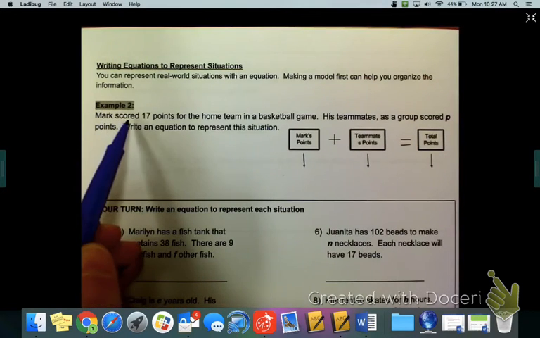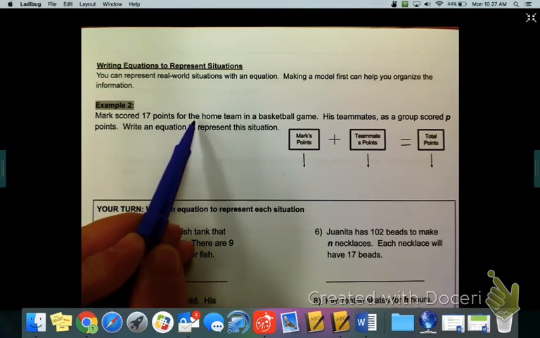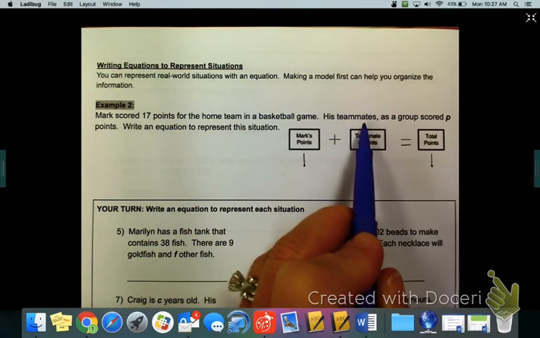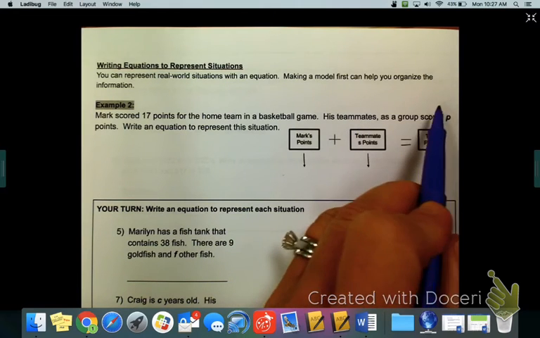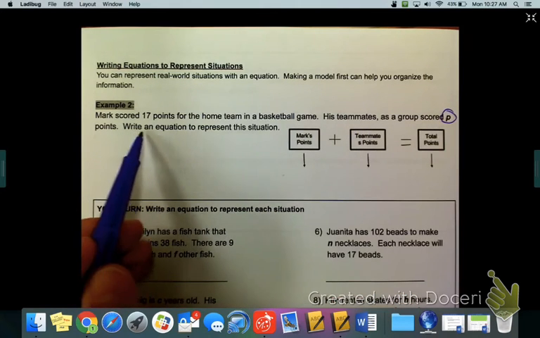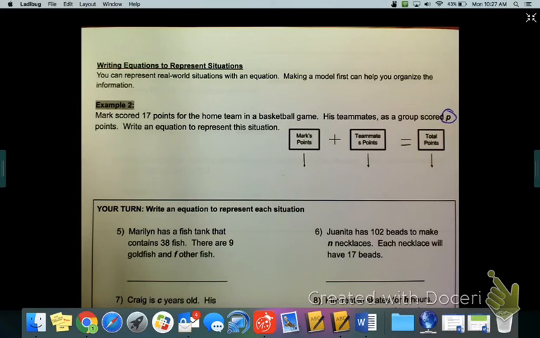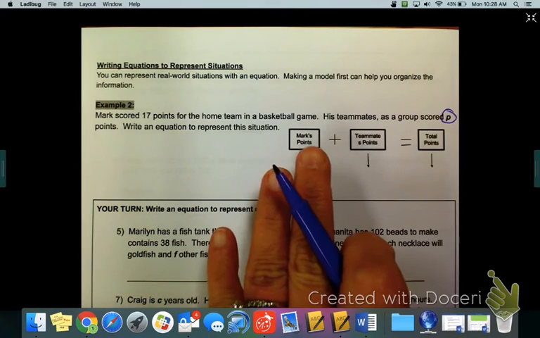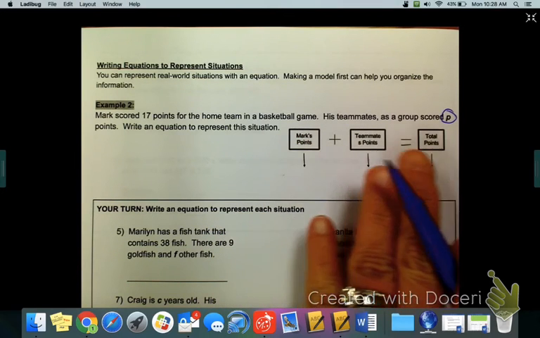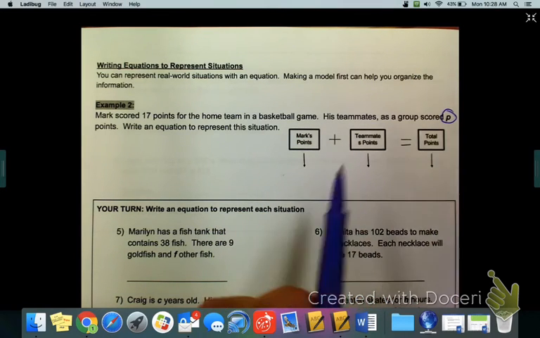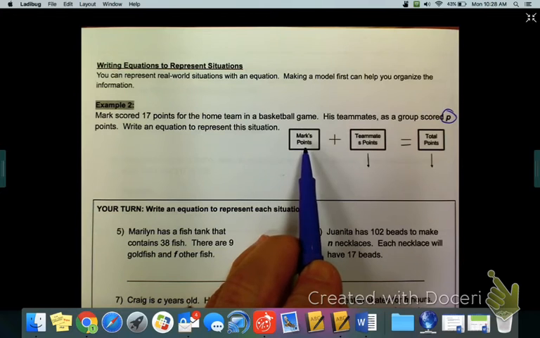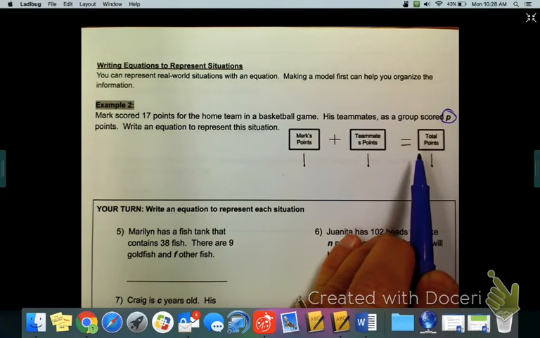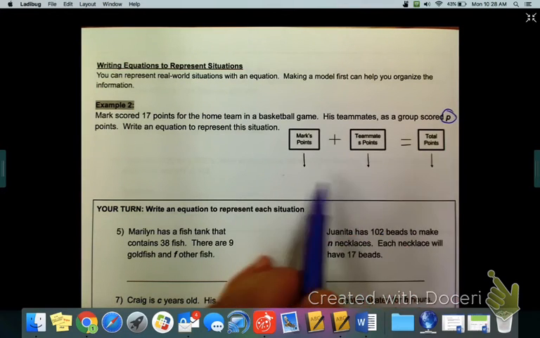It says Mark scored 17 points for the home team in a basketball game. His teammates as a group scored P points. Write an equation to represent this situation. Well, sometimes it's helpful to actually write out headings or kind of like a model of how you would get your answer. So I know that Mark's points plus his teammates' points should equal their total points. So then I can fill in numbers down here.